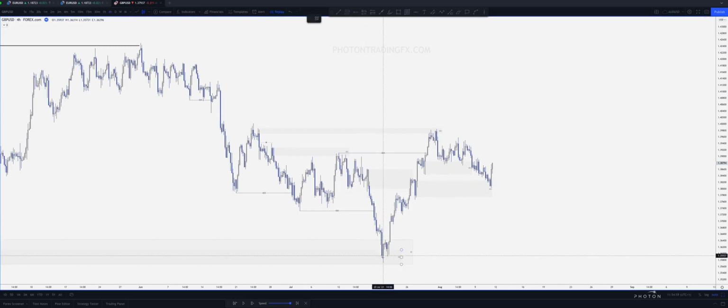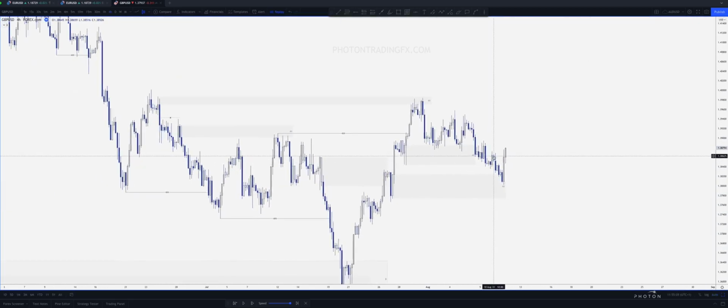But one thing we have to be aware of is we are still in premium pricing, right? We haven't come below that EQ down below there, so there is a possibility that we could come down lower, but so far so good.